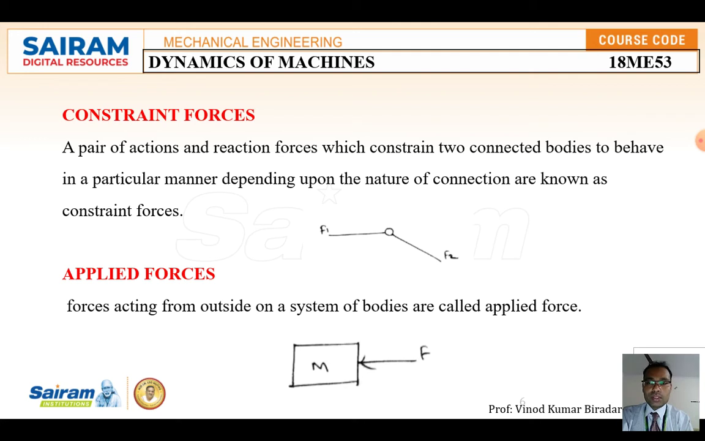Here it is: a pair of an action and a reaction force which constrain the two connected bodies to behave in a particular manner, depending upon the nature of the connections, are known as constraint forces.